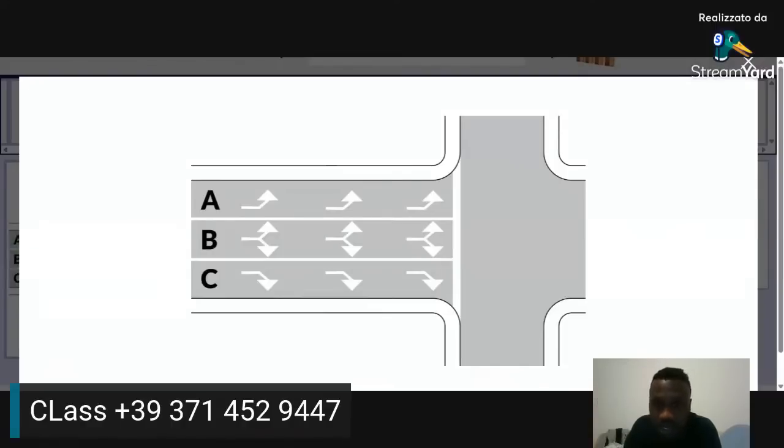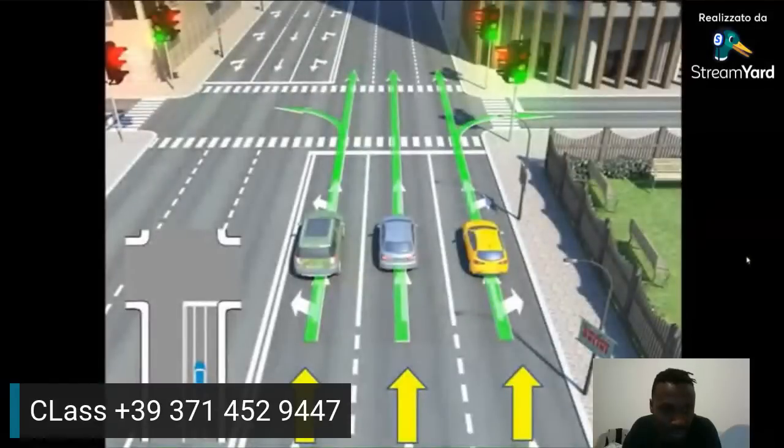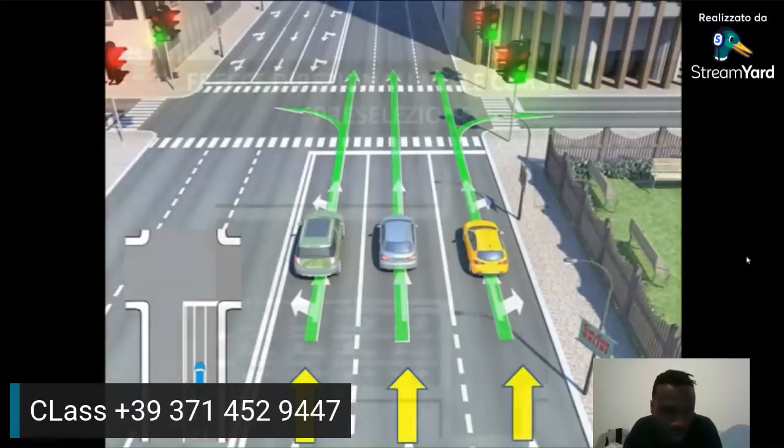Okay, now let's go back to the theory. I just wanted you to see some of the questions of this kind. So let's go back to the game. Okay, let's move forward from this intersection. So you see, the lane on the right side can only go straight or turn to the right. The one in the middle goes straight.